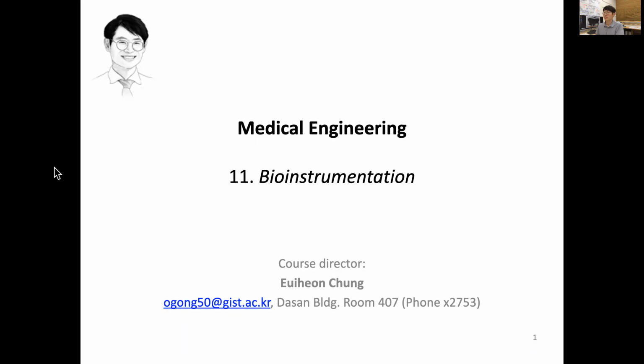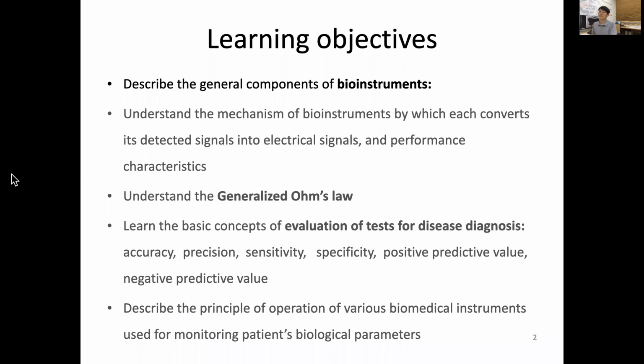Hi, today we will start to discuss bioinstrumentation. Here we will describe the general components of bioinstruments and understand the mechanism of bioinstruments which converts the detected signals into electrical signals, and performance characteristics.